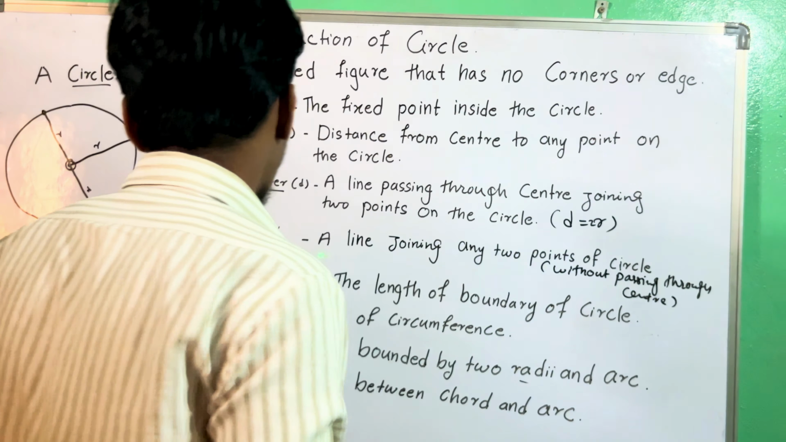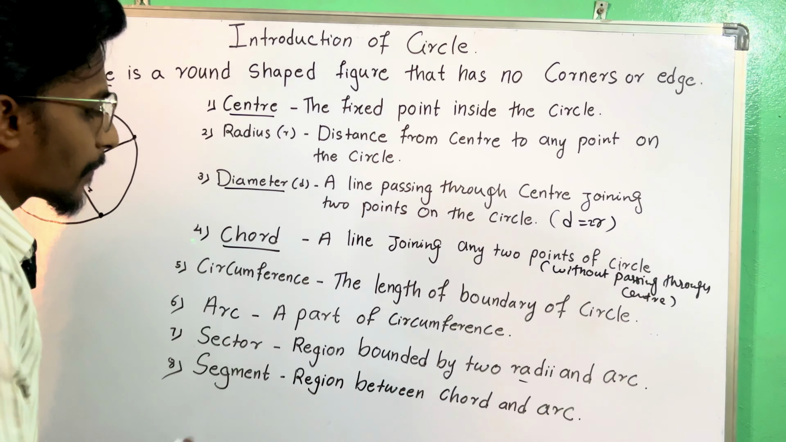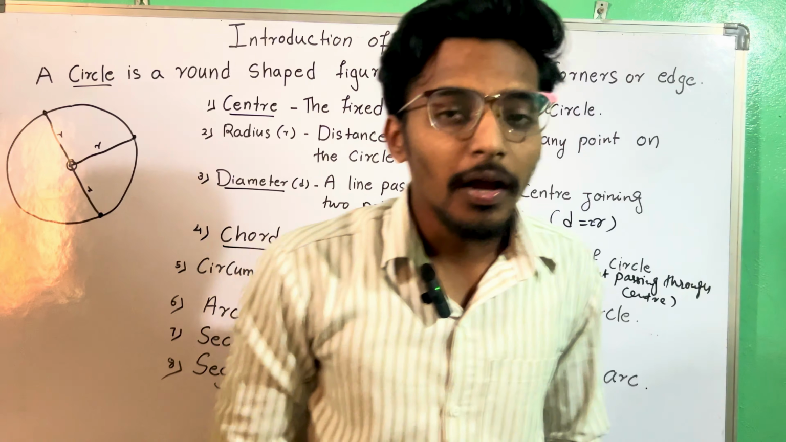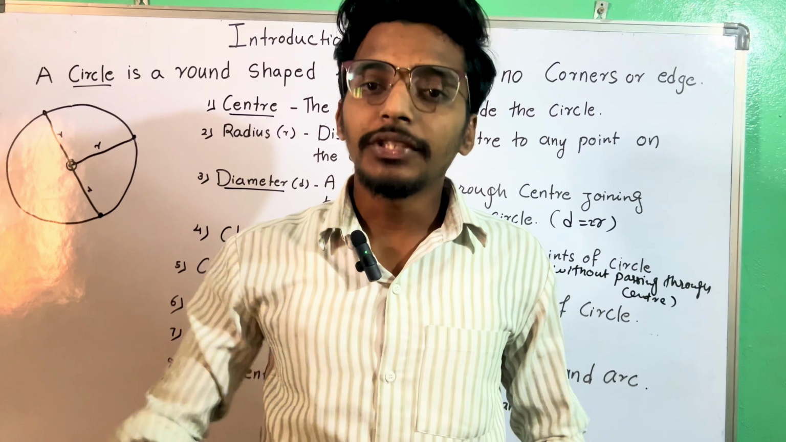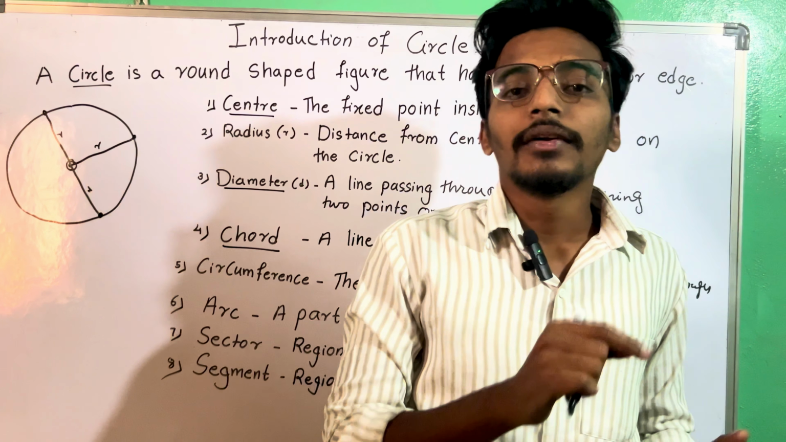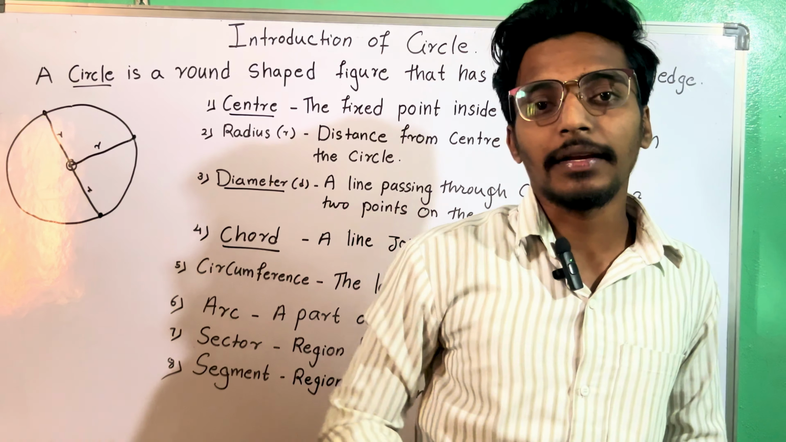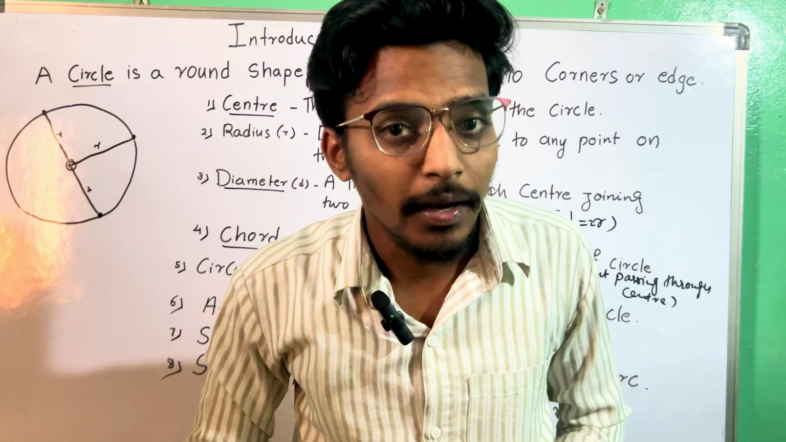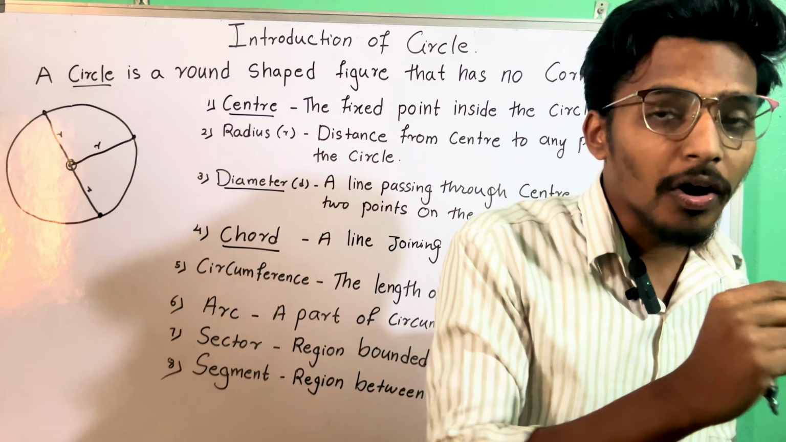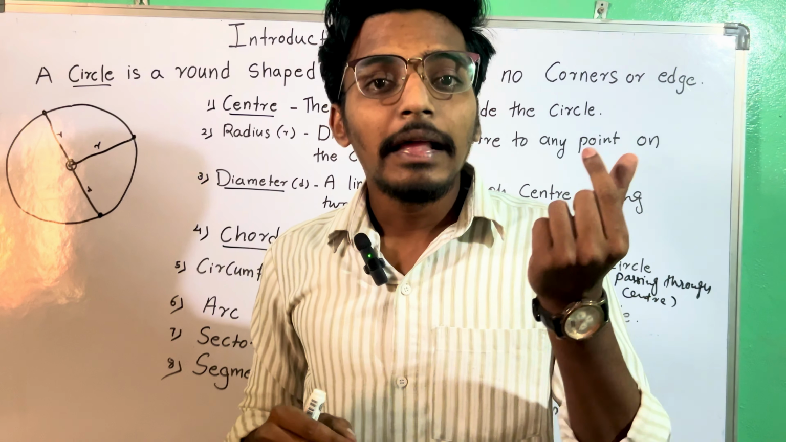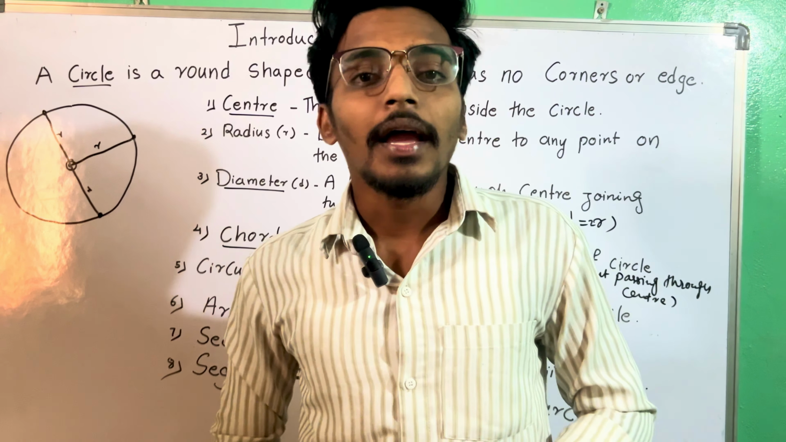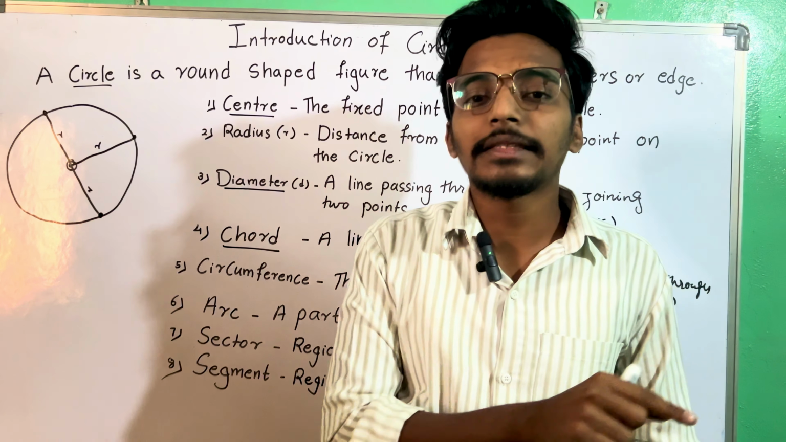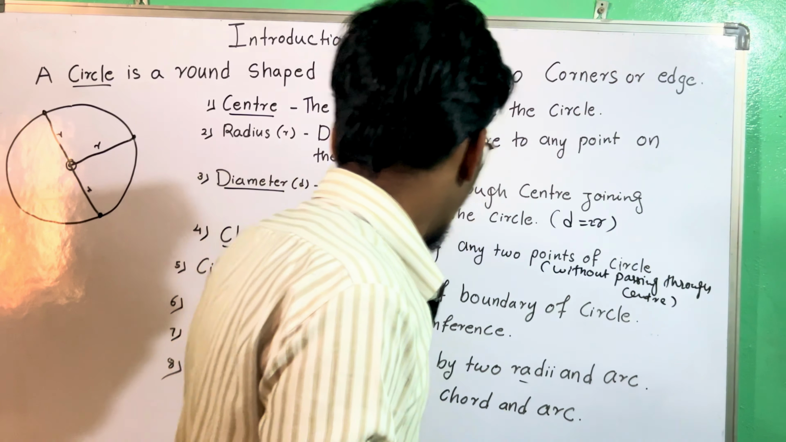Okay. So next term is chord. A line joining any 2 points of a circle. What is chord? Chord is a straight line which joins 2 points of the circle. Sir, diameter is also a straight line which connects 2 points of the circle. What is the difference between diameter and chord? Diameter is a line which passes through the center and chord is a line which does not pass through the center. This line is not passed through the center.